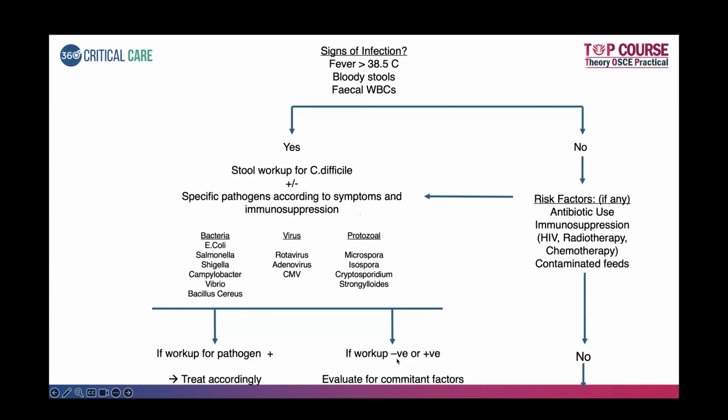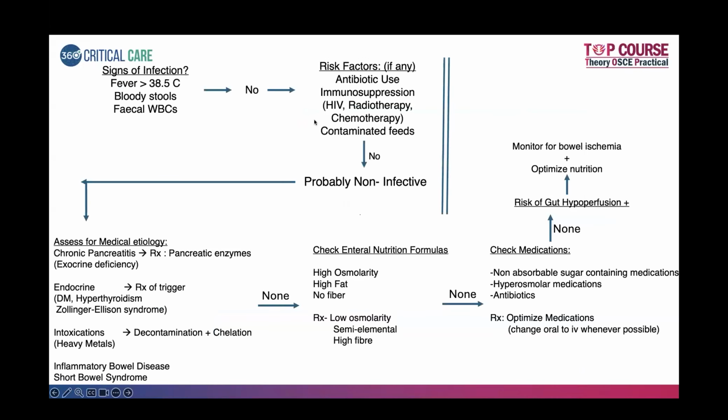If workup is negative or if it is positive, then you evaluate for concomitant factors also, because many times that may be multifactorial. If there is no signs of infection, then you assess for risk factors exposure like antibiotic use, immunosuppression, and contaminated feeds. If these are there, then again you need to work up for C. difficile or other infective diarrhea. If neither of them are there, then it is probably non-infective. So then you assess for medical etiologies.